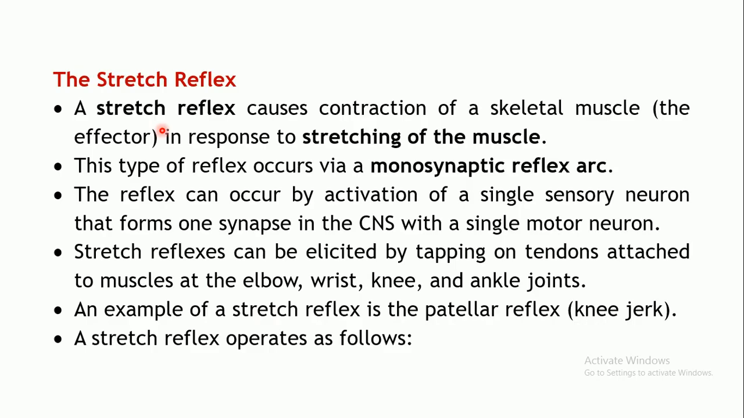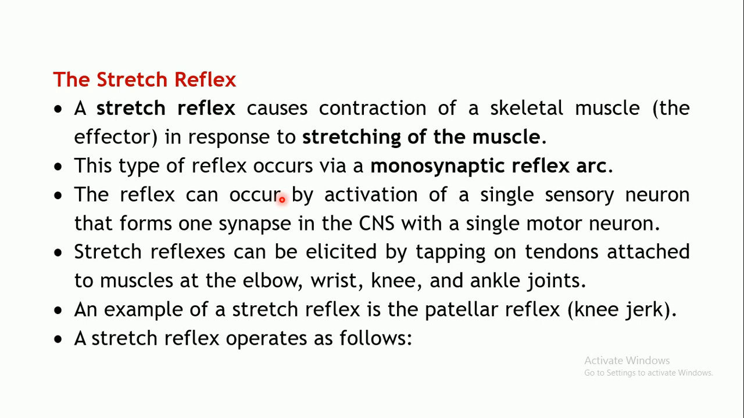Now let us take up some examples of the reflexes. First one is the stretch reflex. So the stretching of the skeletal muscles needs to be relieved, right? So the stretch reflex is initiated in response to stretching of the muscles. So it causes the contraction of these skeletal muscles where overstretching has taken place. So this will prevent any kind of damage to the muscles due to overstretching. Otherwise, if the stretching continues, the muscles will get damaged, right? And this type of reflex occurs via a monosynaptic reflex arc usually.